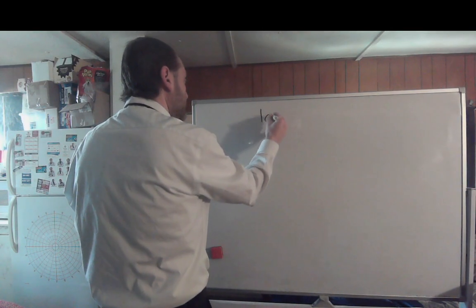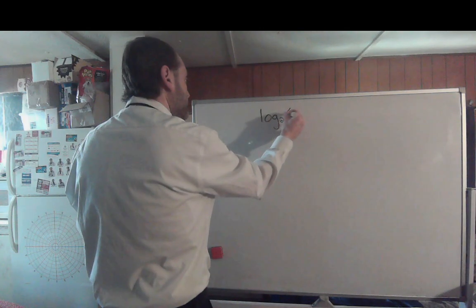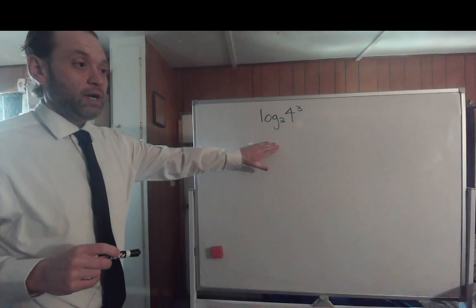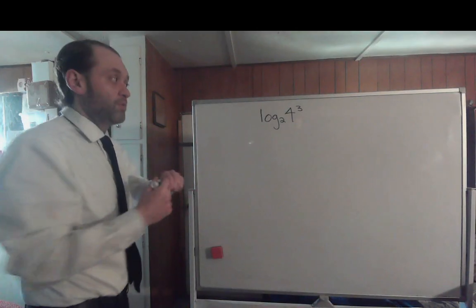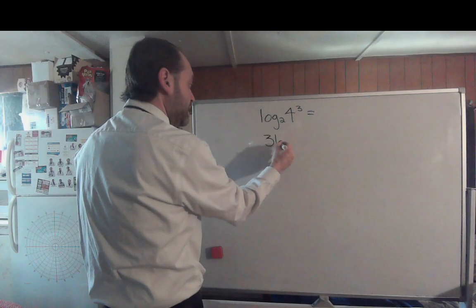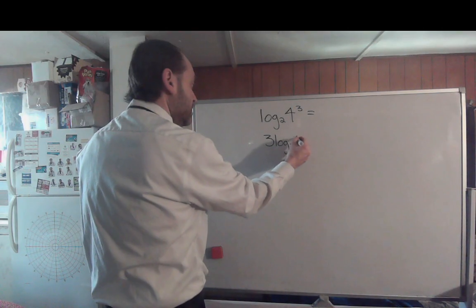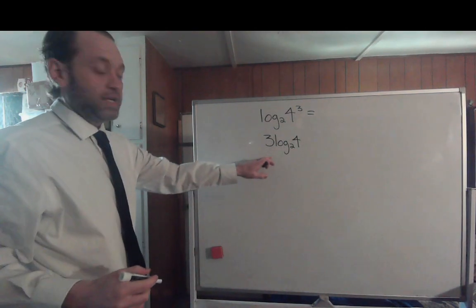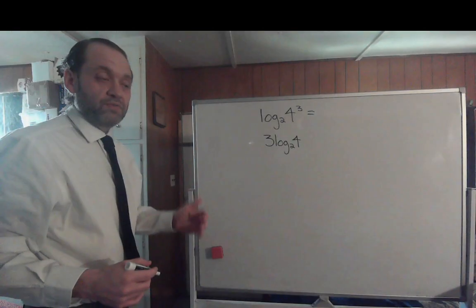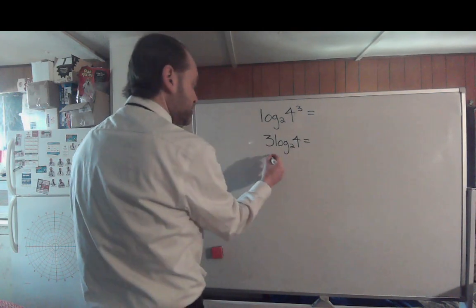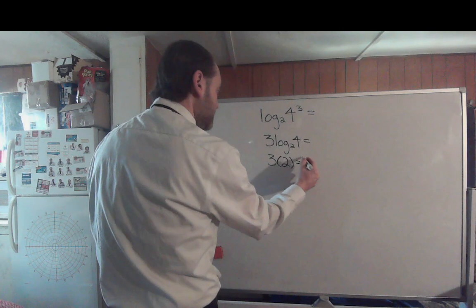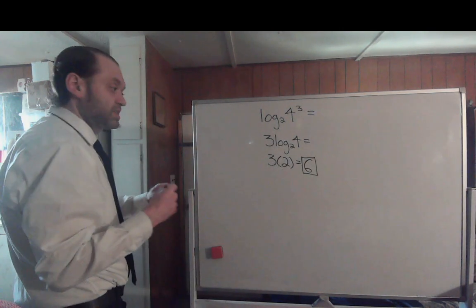Alright, so we have log base 2 of 4 to the third power. Well, this is a power property, right? That power of 3 can come down front and you can multiply it by log base 2 of 4. So this can be rewritten as 3 log base 2 of 4. Well, log base 2 of 4 is the same as 2 to what power equals 4? That'd be 2, right? So this would turn into 3 times 2, which would just simplify into 6. So you get an answer of 6 for this.